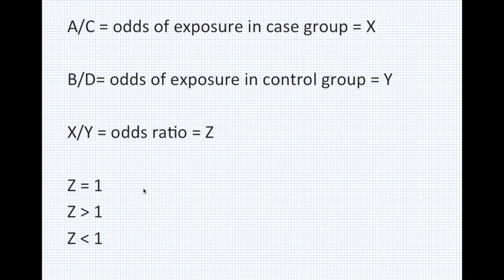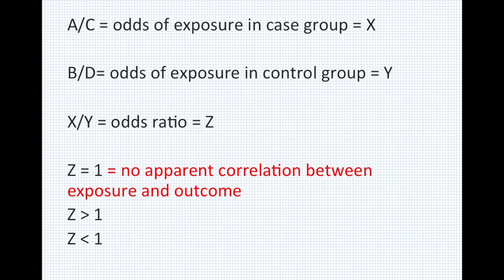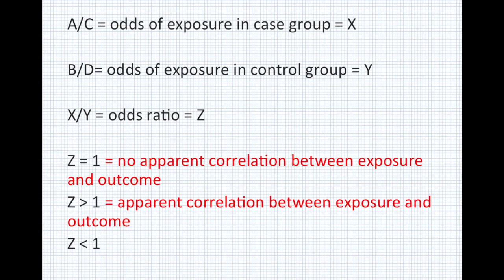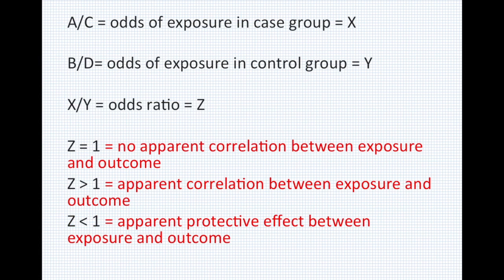Once again, let's take a minute to think about what would happen if Z equals 1, Z is greater than 1, or Z is less than 1. If Z equals 1, there is no apparent correlation between exposure and outcome. We call this the null hypothesis. If Z is greater than 1, there is an apparent correlation between exposure and outcome. And if Z is less than 1, there is an apparent protective effect between exposure and outcome. These interpretations are the same as with relative risk ratios, which makes sense because an odds ratio is an estimation of relative risk.